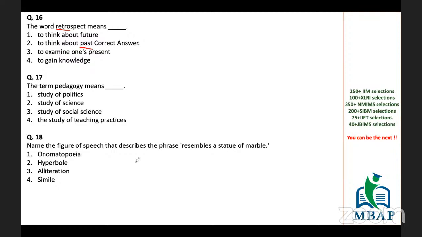You don't even need to read the passage, because even if I understand what resembles a statue of marble means, I won't be able to identify the answer if I don't know what the figures of speech are and what every word stands for. So this is about this particular passage. This passage is worth attempting. Even though it has only three questions, the chances of accuracy are really, really high. So this is something you have to attempt.